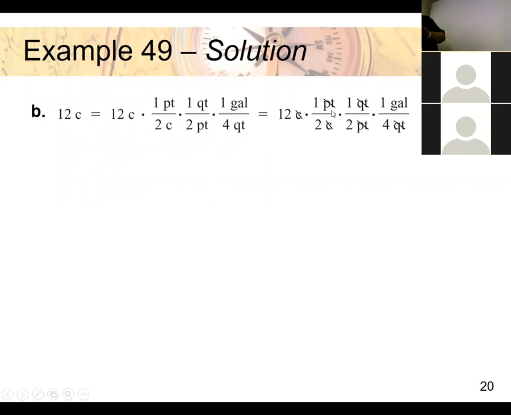And you can see that your cups divide out, the pints divide out, and the quarts divide out. So this is what you're left with. 12 in the numerator, and then in the denominator, you have to do 2 times 2 times 4. I know that's 12 over 16, but when you reduce it to simplest form, it'll be 3/4. So 3/4 gallons is equivalent to 12 cups. Any questions on this one?